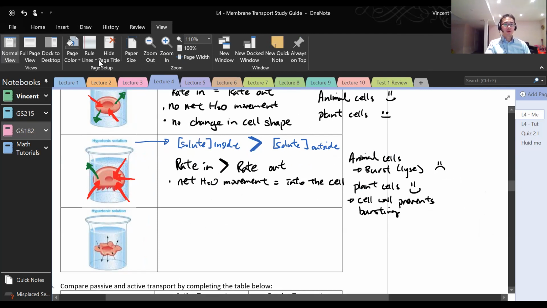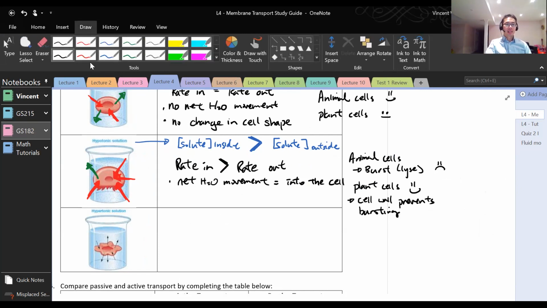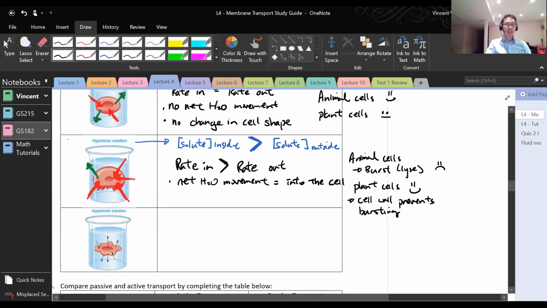Okay, so one way to remember this, as I'm sure I talked about in the lecture: hypotonic with a big O. Okay, this is when the cell swells up and potentially it is going to go kaboom.